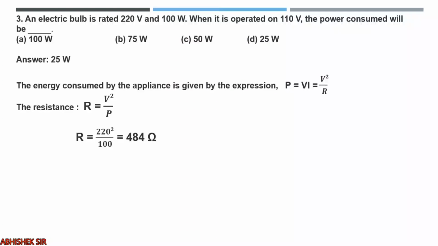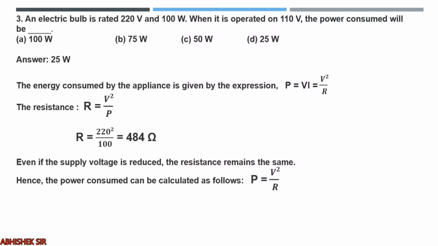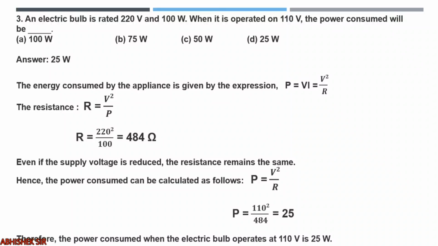Now let us apply the same concept in case number 2, but now we know R. If the supply voltage is reduced, instead of 220 it is now 110, but resistance is the characteristic of the wire, so it will remain the same. So power consumed P equals V square upon R. V right now will become 110, R is 484, and that will give us the answer as 25, right? So the power consumed when the electric bulb operates at 110 volt is 25 watt.